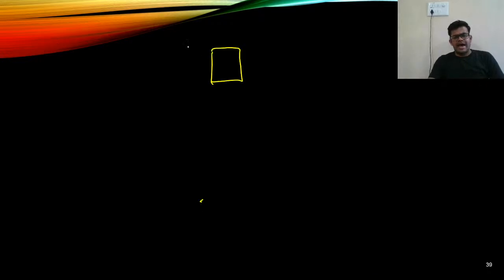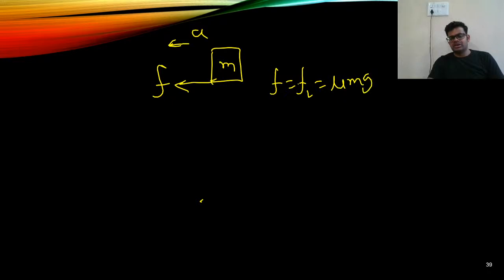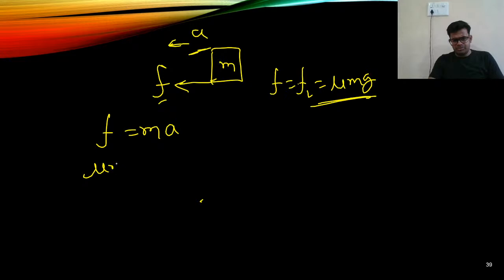This block will accelerate because of friction. So I will say at the limiting condition, friction will be limiting friction, that is mu into mg. This acceleration is coming because of this friction only. So directly I will write F is equal to mass into acceleration. So mu mg is equal to m into a.